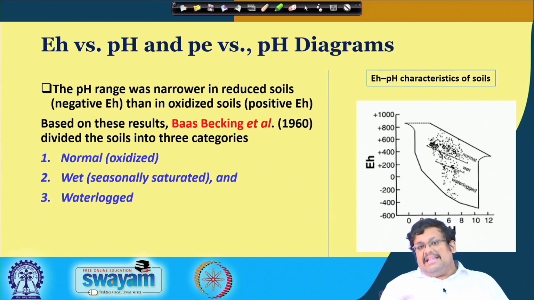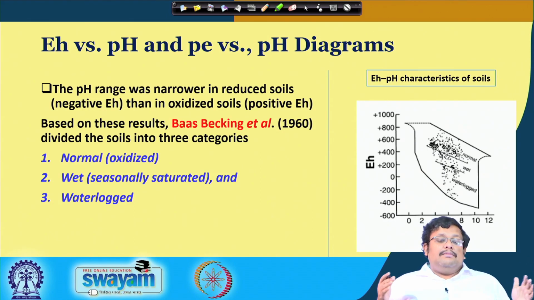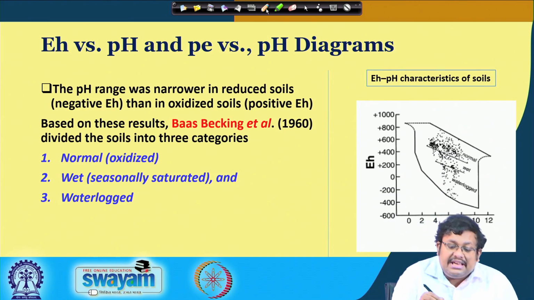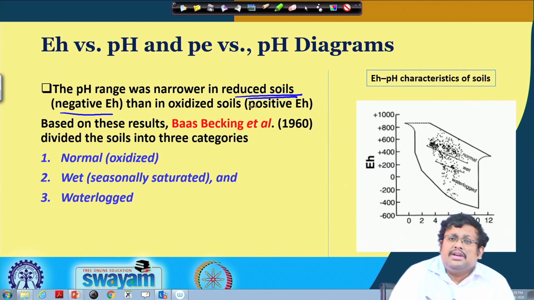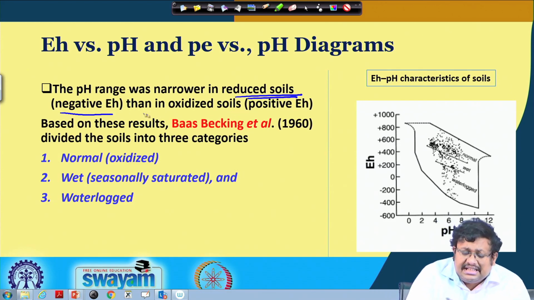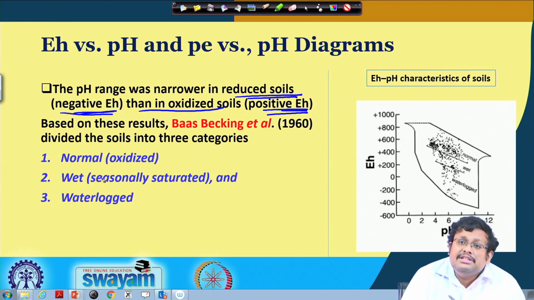So, the pH range is narrower in reduced soils because they have negative EH. Negative EH is basically produced in reduced soil or submerged soils, whereas oxidized soil is characterized by positive EH. So, the pH range is narrower in reduced soils than in oxidized soil.